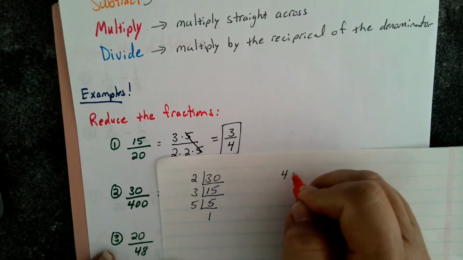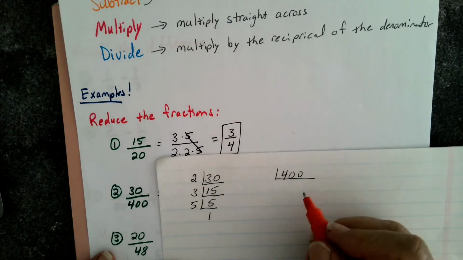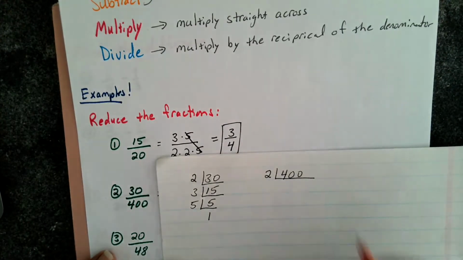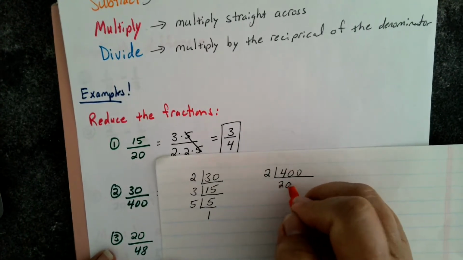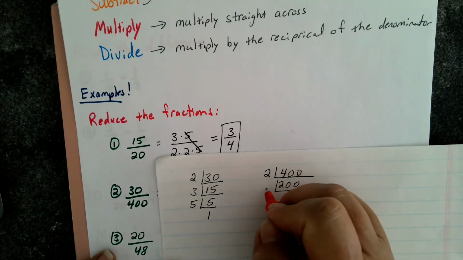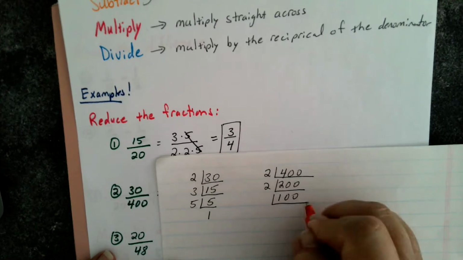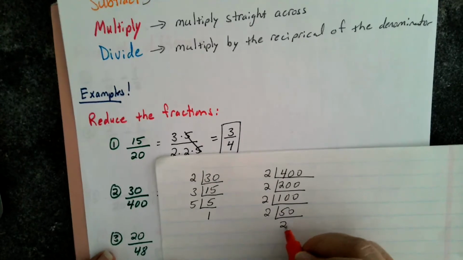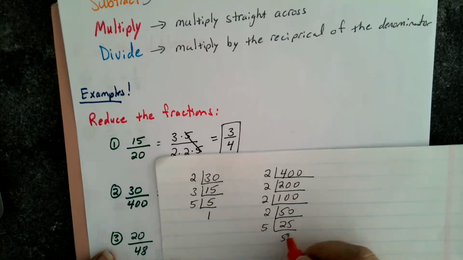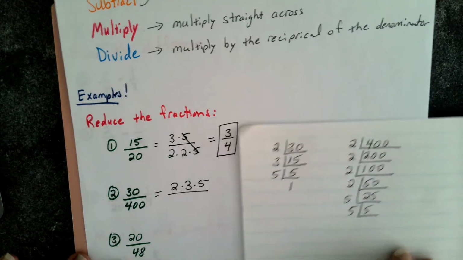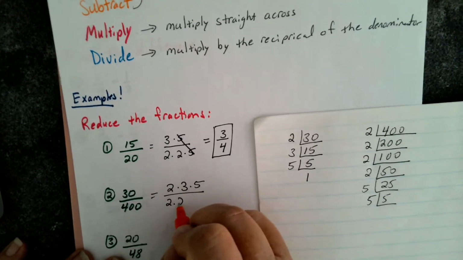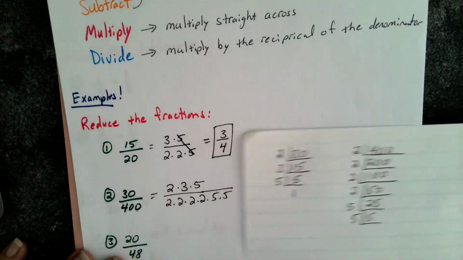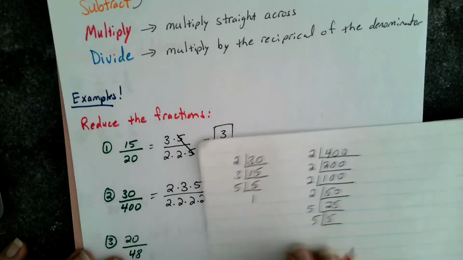Then I'm going to take my 400, and I'm making a factor ladder. Prime number that goes into 400, well, it's even, so even numbers are always divisible by 2. 2 goes into 400 200 times. 2 again goes into 200. 2 goes into 100. 2 goes into 50. And then 5 and 5. So my prime factorization for 400 is 2 times 2 times 2 times 2 times 5 times 5. Make sure I have it: 1, 2, 3, 4 2s and 2 5s.